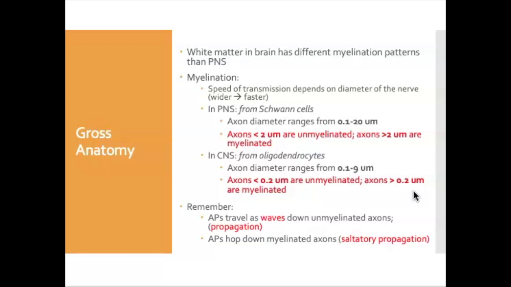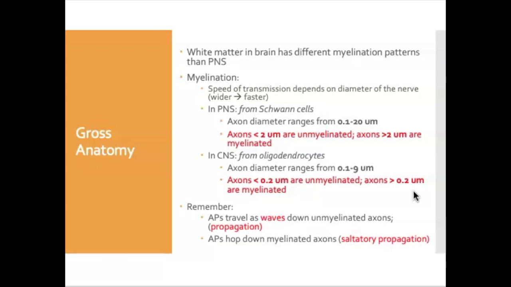The other thing to remember about myelination is that when action potentials travel down an unmyelinated axon, the action potential has to be regenerated along the length of the axon, but there is no need for saltatory propagation because there is no myelin. We do see regeneration down the length of the axon, so we do see propagation, but we can describe that propagation as occurring sort of like a wave.